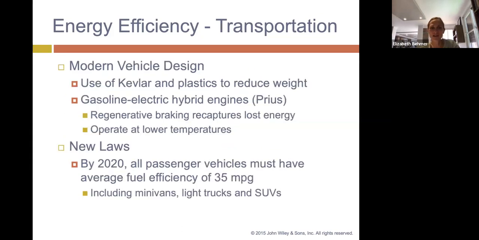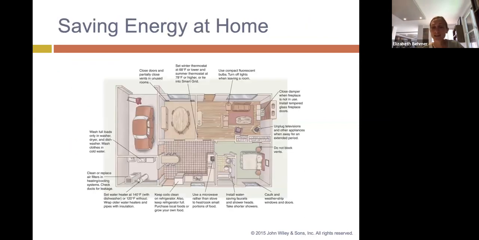Modern vehicle design uses Kevlar and plastics to reduce weight. We can have gasoline electric hybrid engines like the Prius. Regenerative braking will capture lost energy and they can operate at lower temperatures. And there are some new laws that by 2020, all passenger vehicles must have an average fuel efficiency of 35 miles per gallon, and this includes minivans, light trucks, and SUVs. These are different ways to save energy at home.